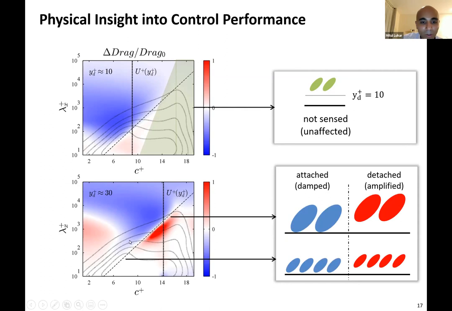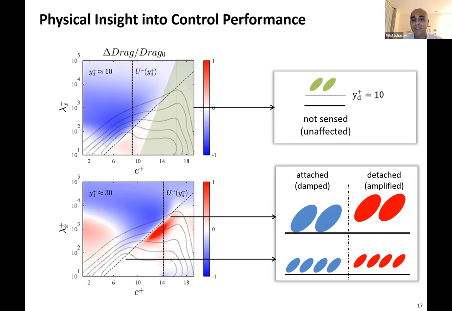Now, when you move your detector plane further up, you start to detect more modes, but some of these modes are suppressed. So modes to the left-hand side of this dashed line are suppressed, and modes to the right-hand side of this dashed line are further amplified. And it turns out that this suppression to amplification transition is essentially determined by whether the modes are attached to the wall or not. So if the modes have a footprint at the wall, you can think of these as turbulent structures. If these turbulent structures have a footprint at the wall, opposition control can have a useful influence on them.